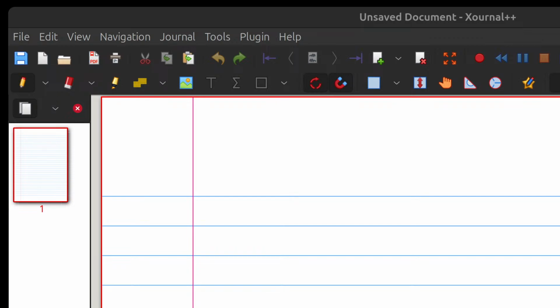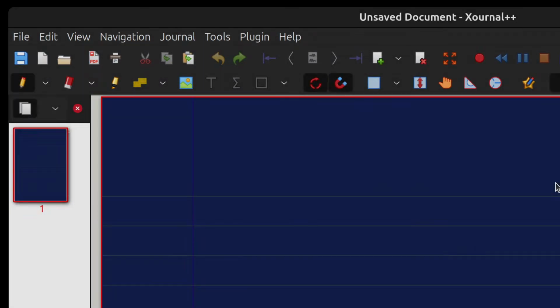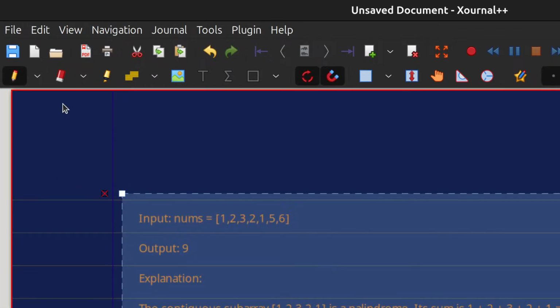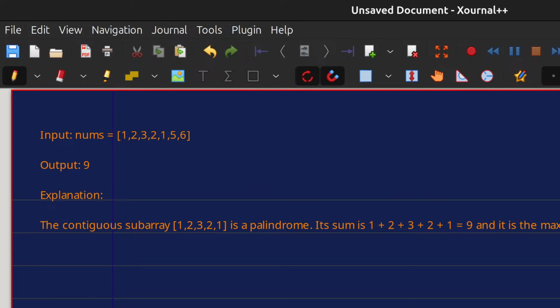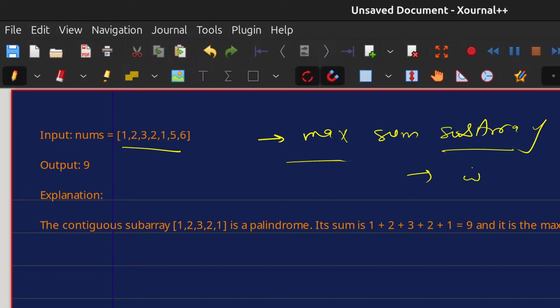So return the maximum possible sum of a sub-array of nums that is a palindrome also. Okay. Let's take this example. So this is the array. We have to find the max sum of a sub-array which is a palindrome also, okay.